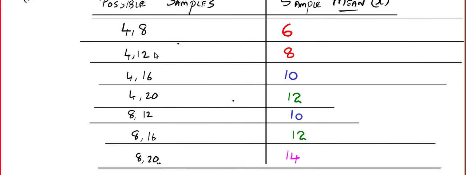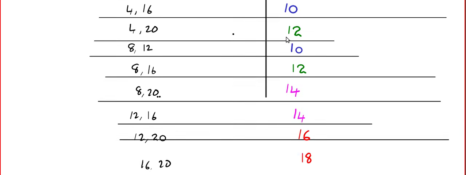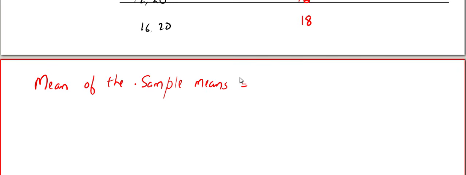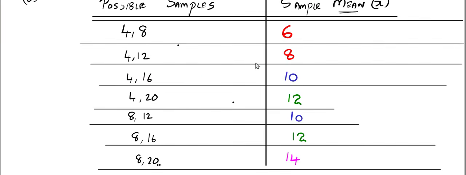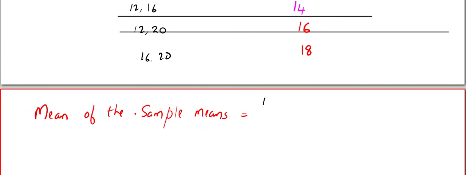So we have all possible sample means: 6, 8, 10, 12, 10, 12, 14, 14, 16, 18. Now they are asking, find the mean of the sample mean. And that will be 6 plus 8 plus 10 plus 12 plus, you can use a calculator, and it came to 120 out of 10, that is equal to 12, that is mu, the population mean.